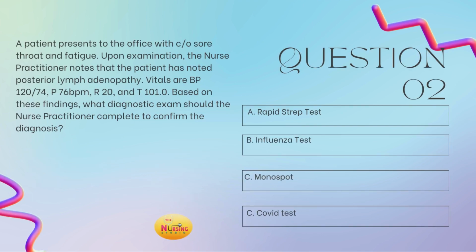All right, question number 2. A patient presents to the office with complaints of sore throat and fatigue. Upon examination, the nurse practitioner notes that the patient has posterior lymphadenopathy. Vitals are blood pressure 120/74, pulse is 76 beats per minute, respirations are 20, and the temperature is 101. Based on these findings, what diagnostic exam should the nurse practitioner complete to confirm the diagnosis? Is it A, rapid strep test, B, influenza test, C, monospot, or D, a COVID test?